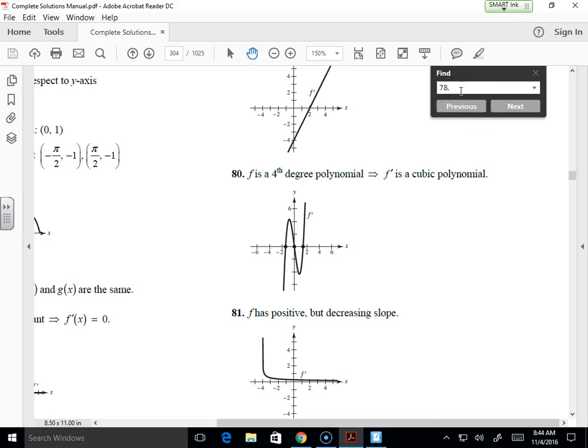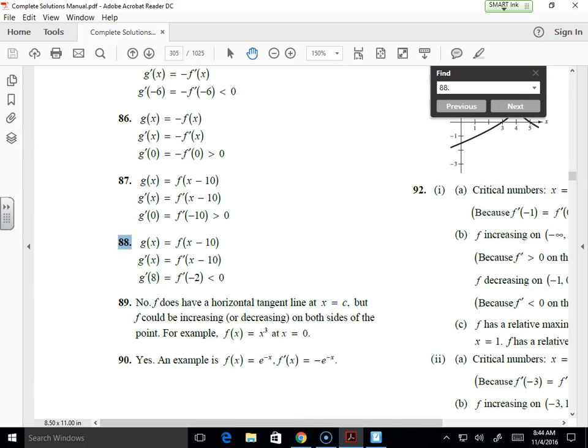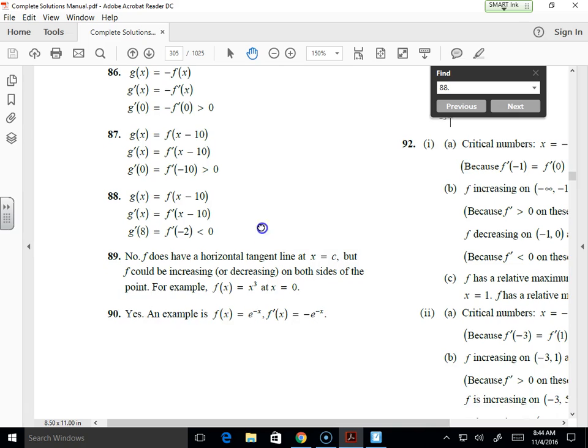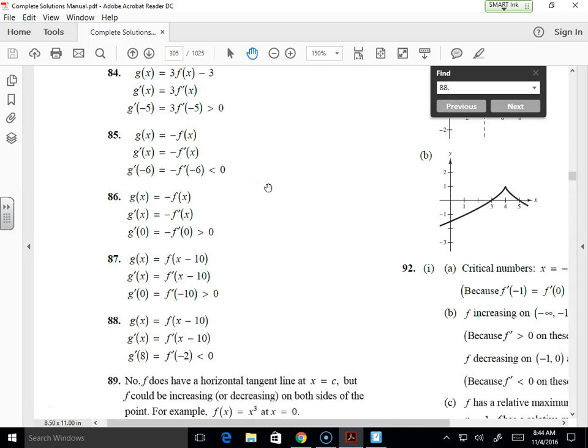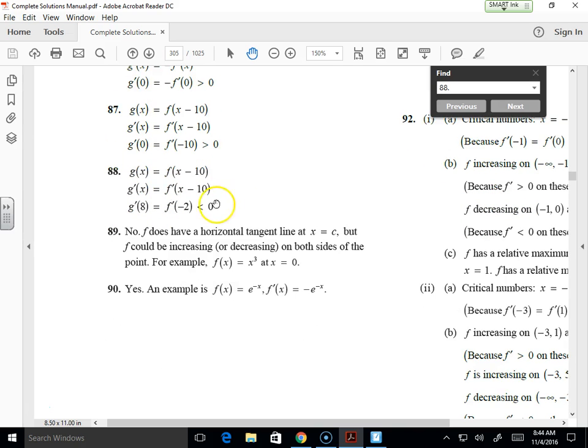I don't know where we're going next. 88. Oh, these are the little inequality ones, right? 88. Final answer, less than. Wait, you only had 88? Oh, okay. I thought I gave you more of that. So 88 is less than. Next number.